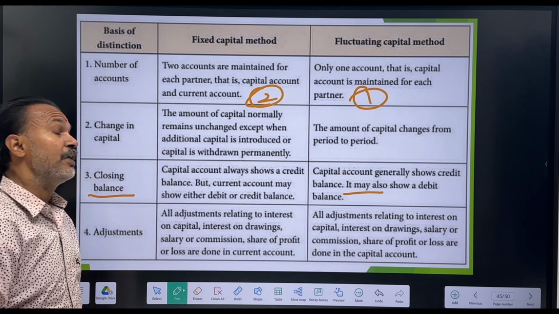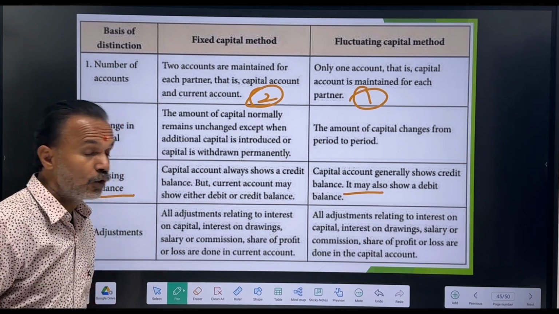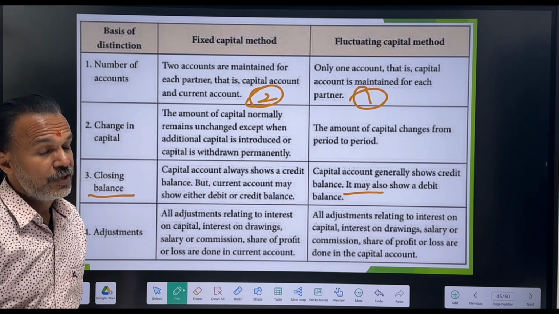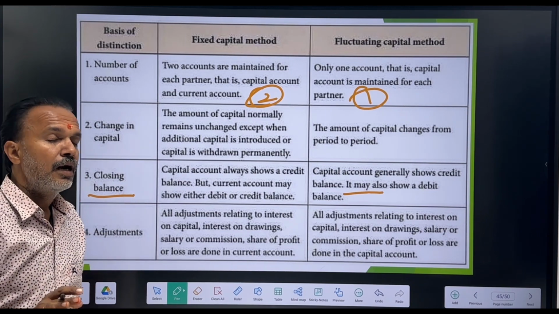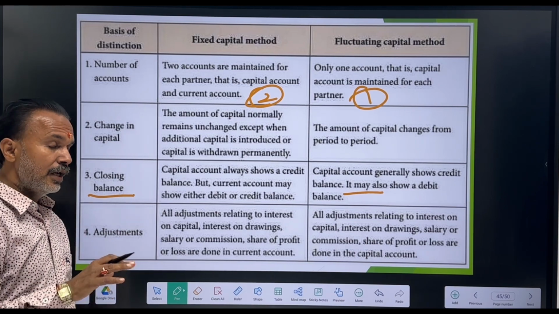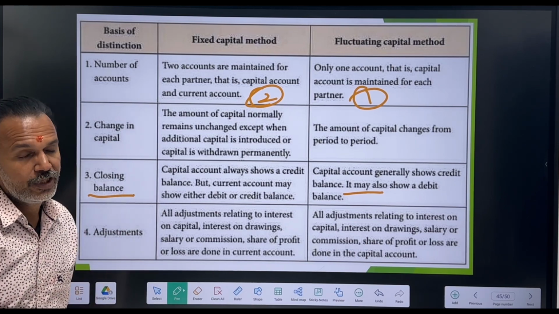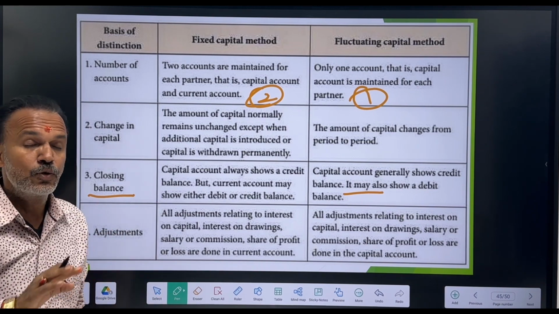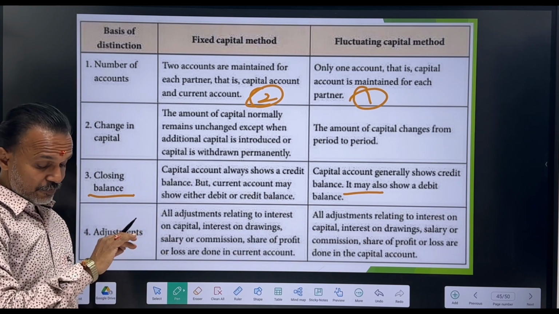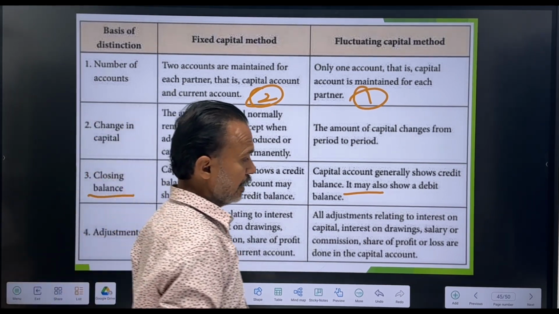Adjustment. In the case of fixed capital account, all adjustments relating to drawing, interest on drawing, salary, commission, profit and loss appropriation, etc. are shown in a newly opened account. That account is called current account. But in the case of fluctuating capital account, all these adjustments are shown in the capital account itself. So these are the differences between capital account and current account.